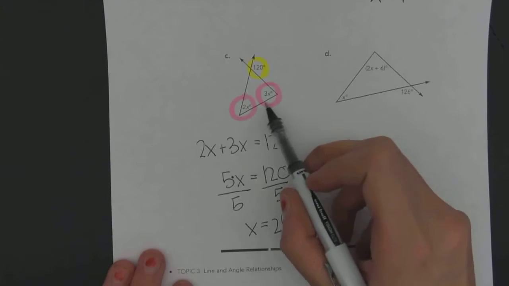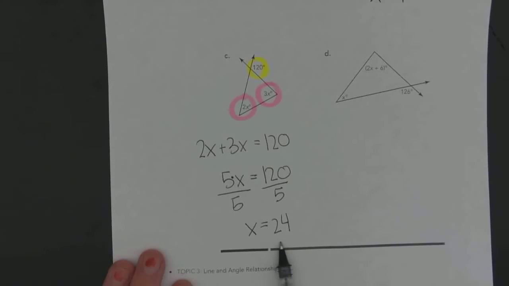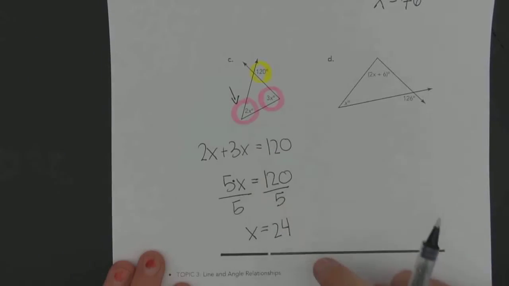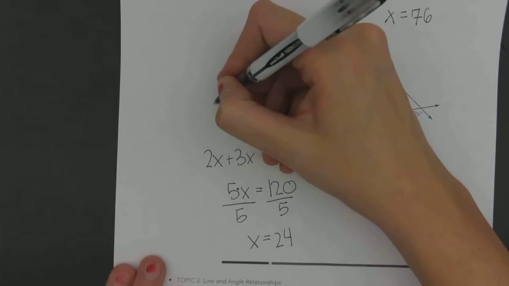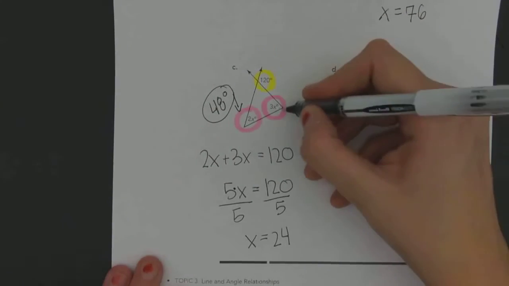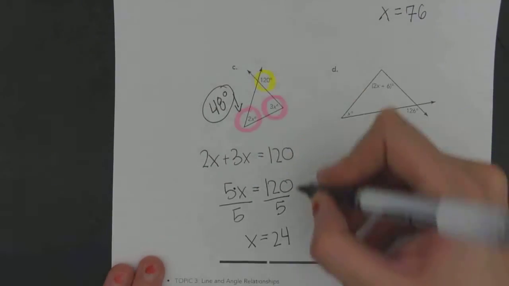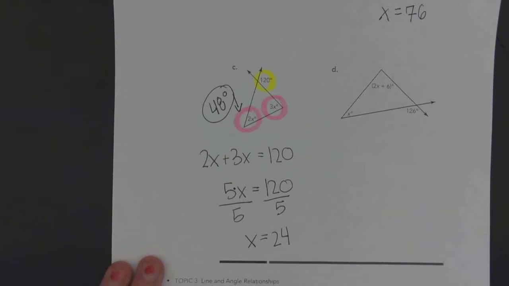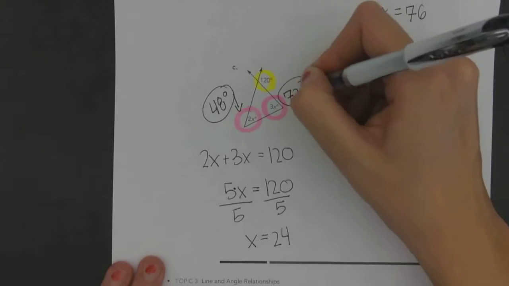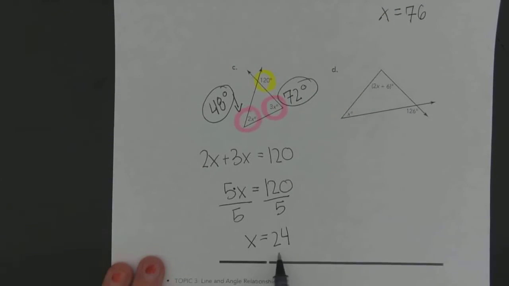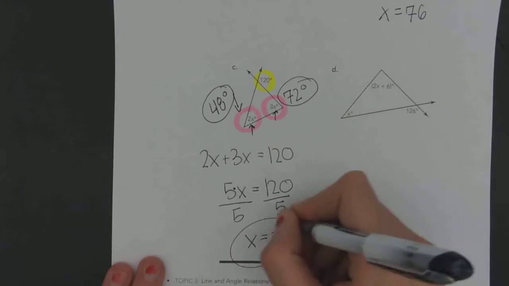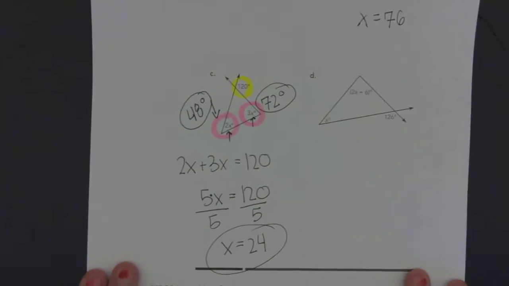Okay, now I'm not done. I want to find my angle measure. So if x equals 24, to find this angle, I need to times x by 2. So 24 times 2 would be 48. So this angle is 48. And to find this angle, I need to times x by 3. 24 times 3 is 72. So this angle over here would be 72. Again, I just took 24 and I plugged it in for x because I know that x equals 24.